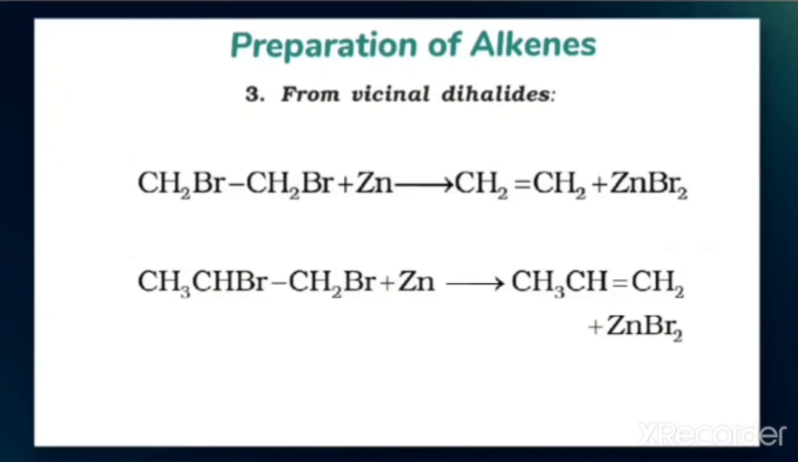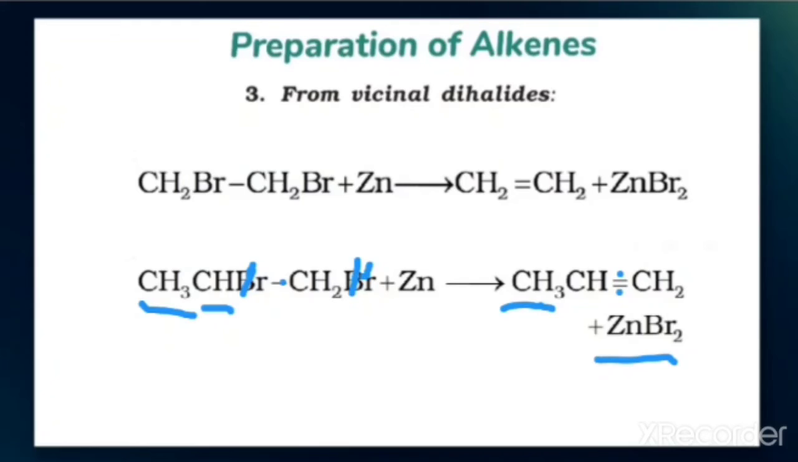So now you can check this product. This CH3 is as it is. Here CH. What about this Br? This Br is removed and this Br is also removed. One bond is already there and one more bond is formed. That is, the double bond is formed and ZnBr2 is the side product which is formed.